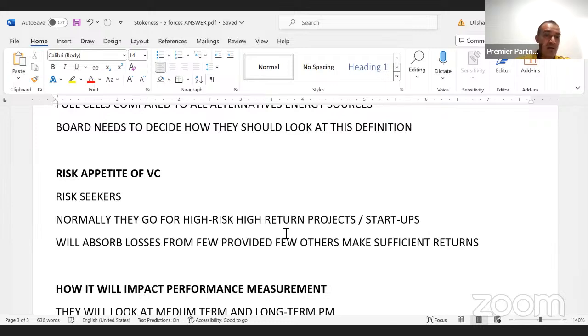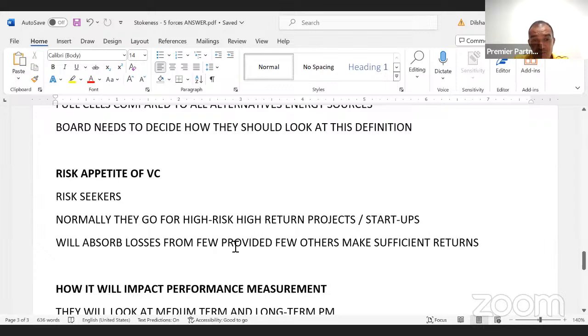High risk, high return. What kind of projects do they like? Technology driven, medicine, right? Energy. Those are the areas that they would like to invest in normally, because those are what? Quick return.